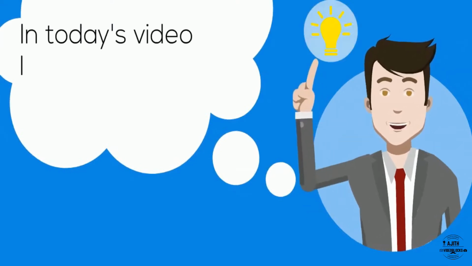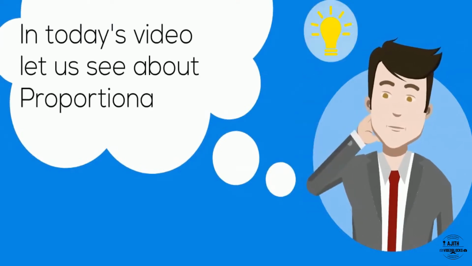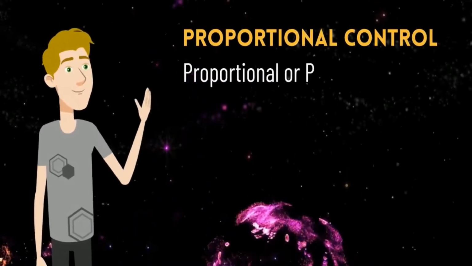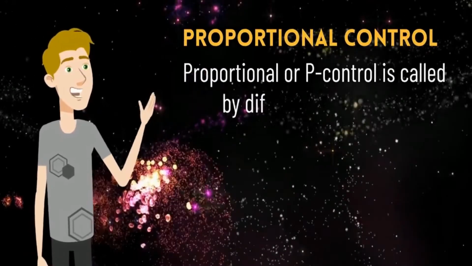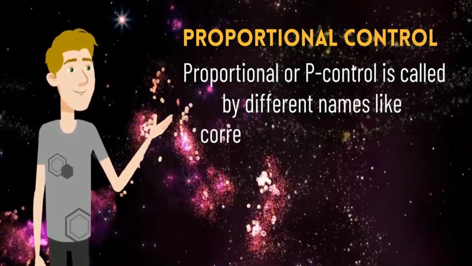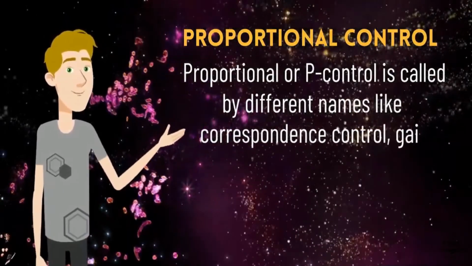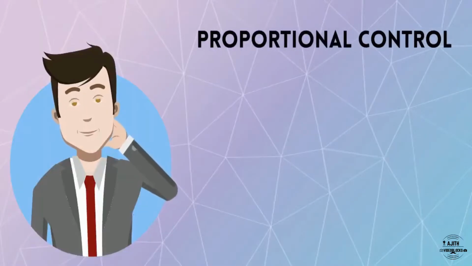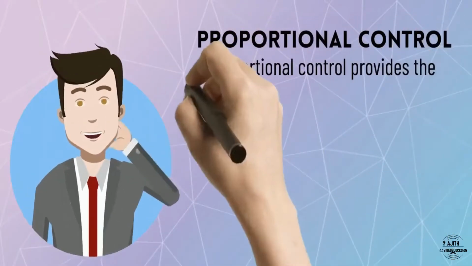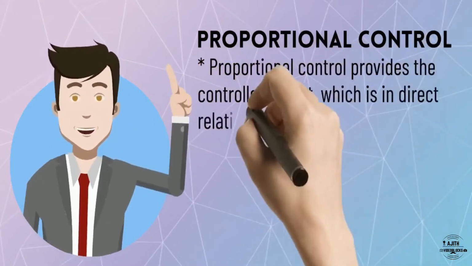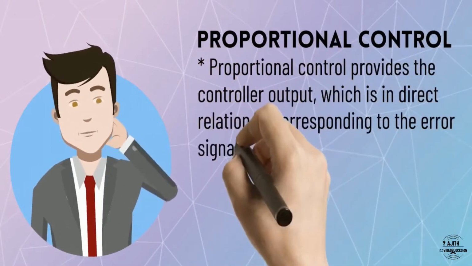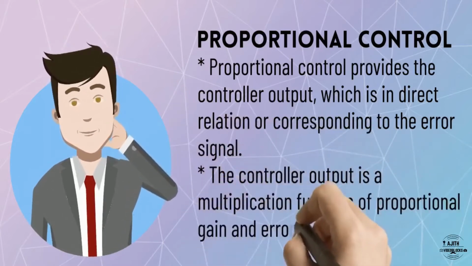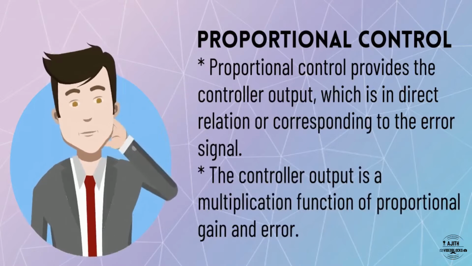In today's video, let us see about proportional control. To start with, proportional control or P control is called by different names like correspondence control, gain control, and modulating control. Proportional control provides the controller output which is in direct relation or corresponding to the error signal. The controller output is a multiplication function of proportional gain and error.